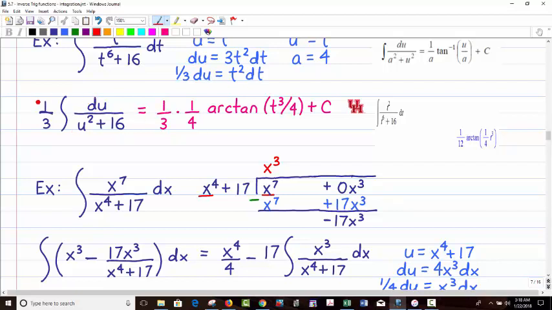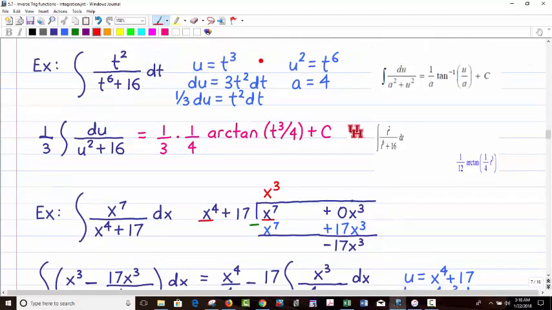So there we go. So the 1/3 comes from this du adjustment. 1 over 4 is 1 over a is 4. 1/12, so it makes it 1/12 arctan of u over a, which is t cubed over 4. And that would give you then what I have. Well, there's that same thing. Obviously I didn't multiply them together to get 1/12, but it's the same answer. 1/12 arctan of t cubed over 4 plus c.